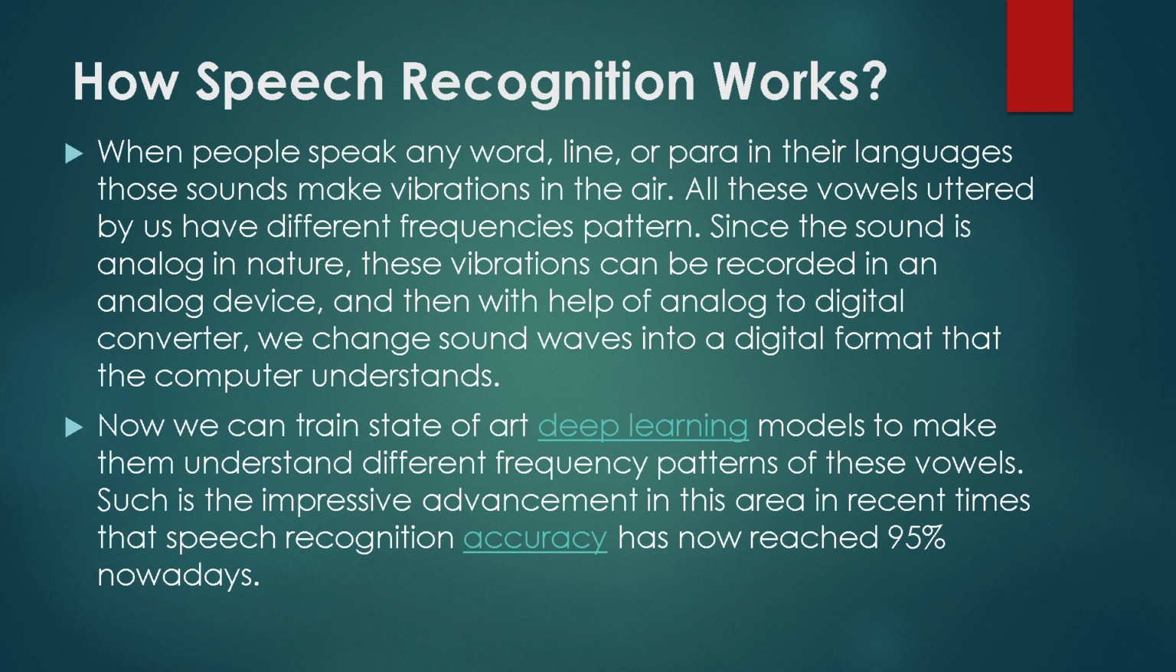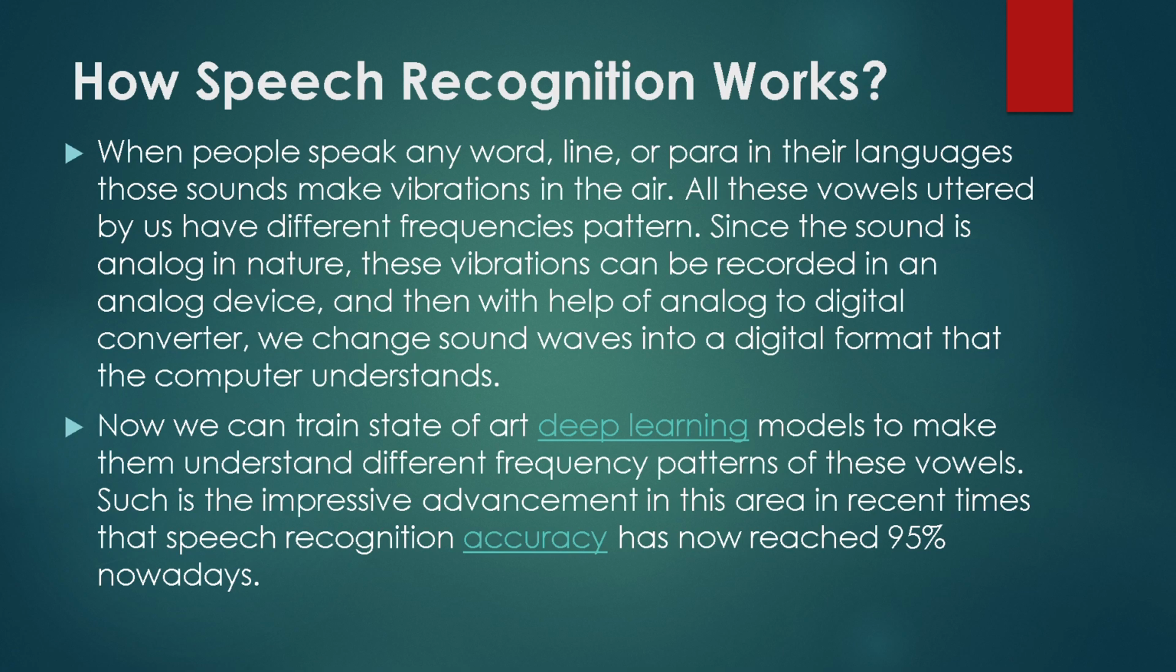Each frequency varies. Since sound is analog in nature, it is not in digital format. It only uses sine waves. Then, with the help of an analog to digital converter, we change the sound waves into digital format, which is understood by the computer. Now we can train state of the art deep learning models to understand the different frequency patterns of those vowels.